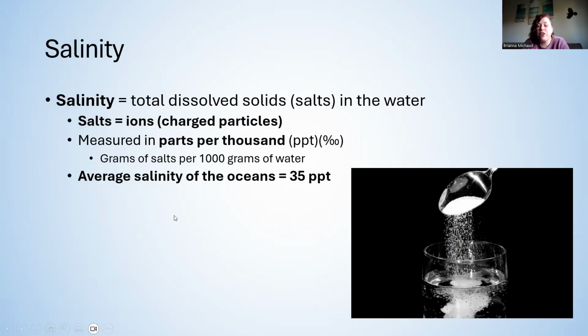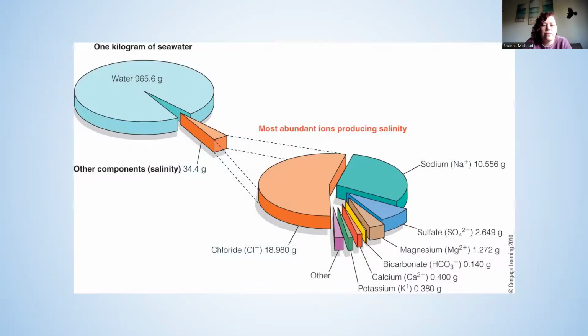For example, the average salinity of the ocean is 35 parts per thousand. What that means is if you took 1,000 grams of seawater, there would be 35 grams of salt in that 1,000 grams of ocean water. So it's kind of showing that. Here's 1 kilogram of seawater, and in this case, a little under 35 grams would be salt.